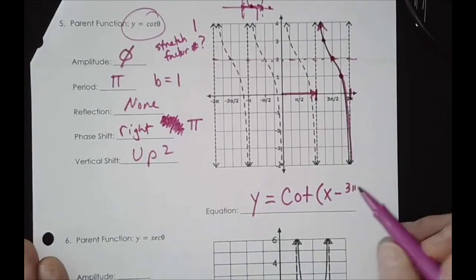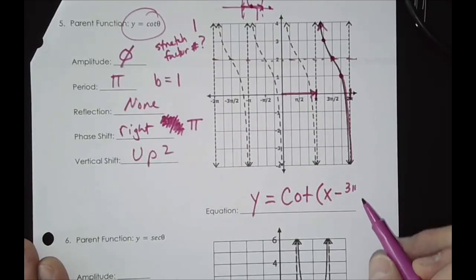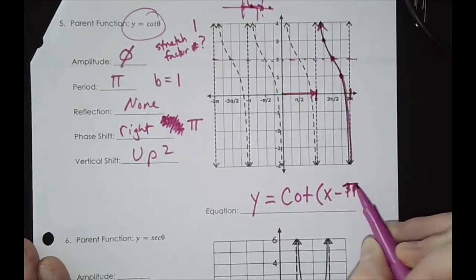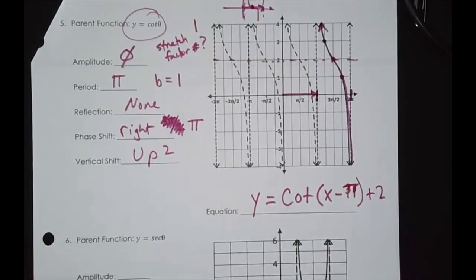All right? So what should be in here? Pi. Just pi. And then parentheses plus 2. Plus 2. Got it. I know I flubbed that one a little bit, but are you getting this?